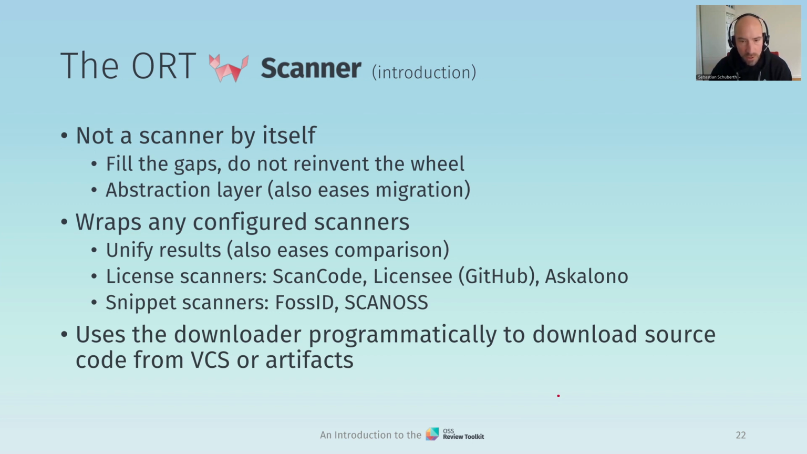Beyond these typical license scanners, we also support a few snippet scanners. Snippet scanners identify code that has been copied and pasted from other open source projects, which is something fundamentally different than just searching for copyright headers in source code files or inside of license files. For snippet scanners, we currently support FOSSID, which is a commercial tool, and ScanOSS, which is partly open and also has a commercial offering.